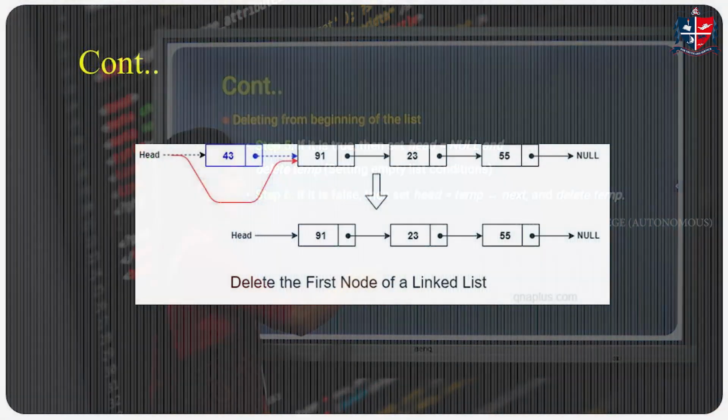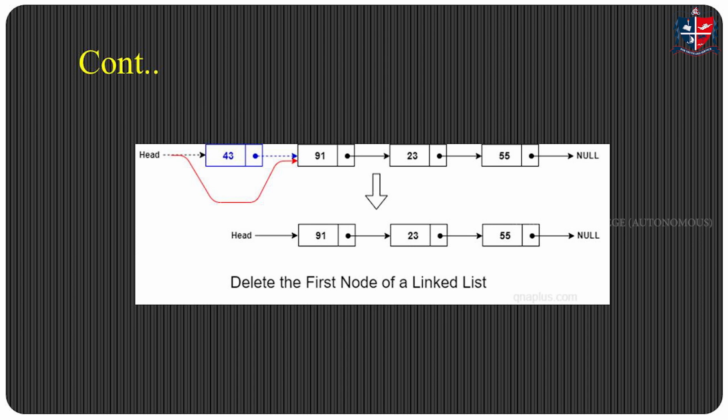Let me explain through an example. Here I am going to perform the deletion operation from the beginning; I want to delete this 43 from the list. First, check whether the list is empty. Here the list is not empty. Next, define a pointer called temp and initialize it to head. Then check whether the list has a single node or not. Here temp's next is not null, which means it has multiple nodes.